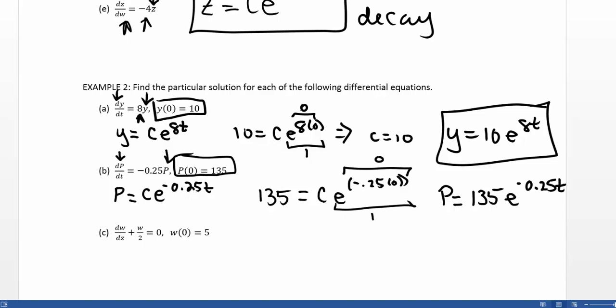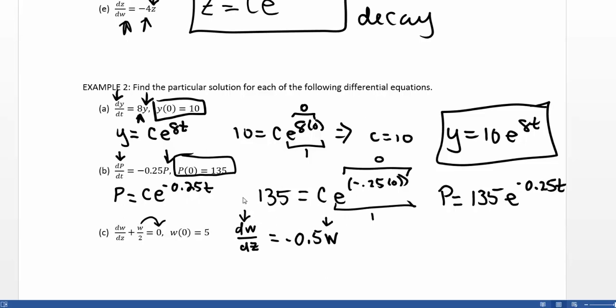Notice that this is not in the same form as the problems we had previously been looking at. However, we can bring the term w over 2 over to the right by subtracting it over. So this rewrite will help us put this in a form similar to what we were looking at before. So dw dz equals negative w over 2. So remember, 1 over 2 can be written as 0.5. So we can write this as negative 0.5 w. So by bringing this term over, it's now in the form we've been looking at.